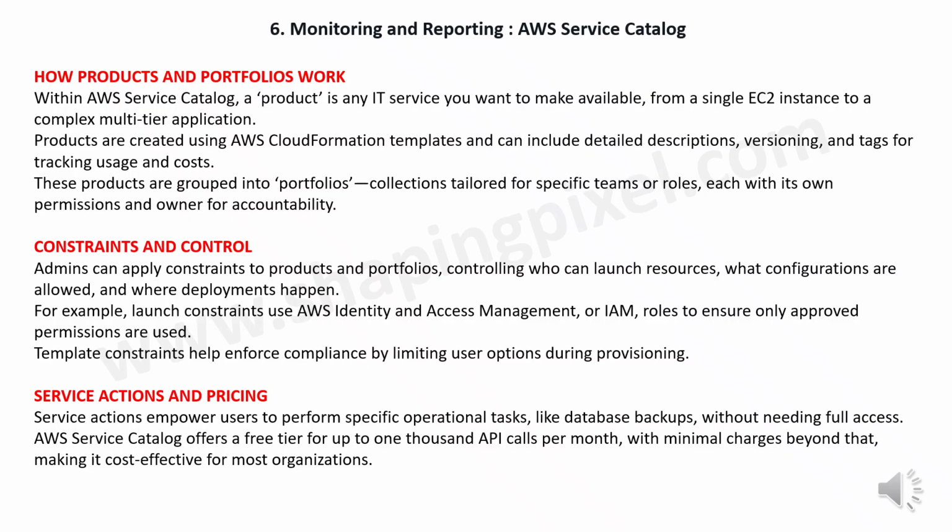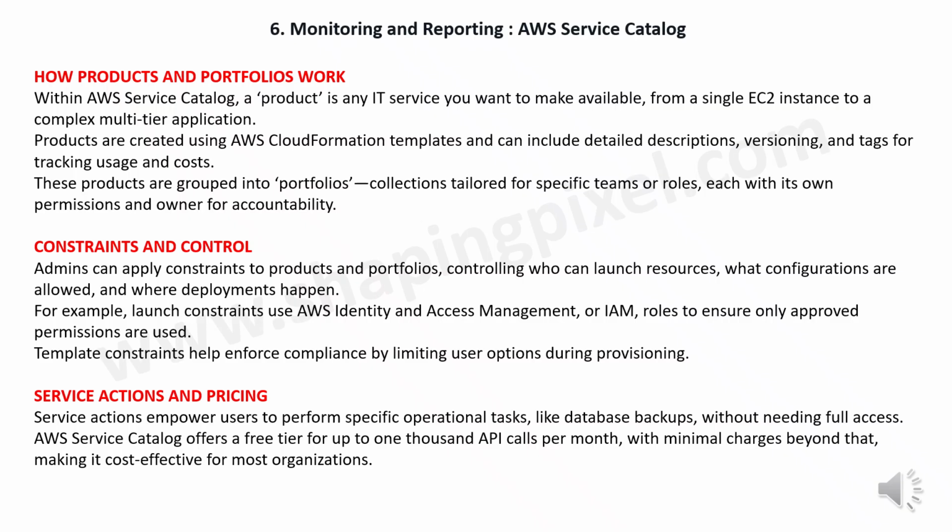Admins can apply constraints to products and portfolios, controlling who can launch resources, what configurations are allowed, and where deployments happen. For example, launch constraints use AWS Identity and Access Management, or IAM, roles to ensure only approved permissions are used. Template constraints help enforce compliance by limiting user options during provisioning. Service actions empower users to perform specific operational tasks, like database backups, without needing full access.